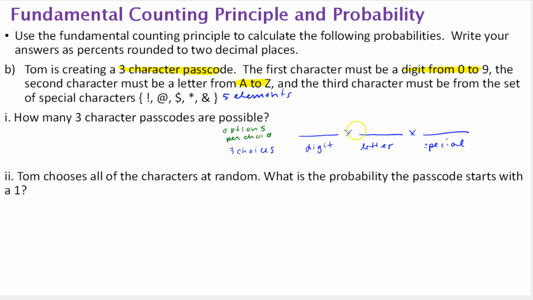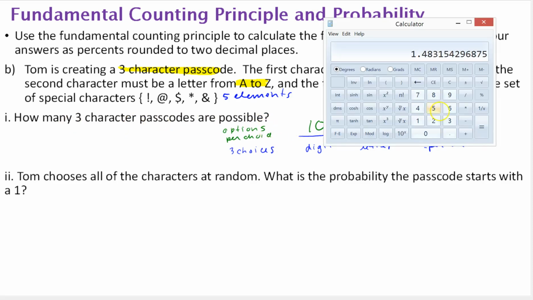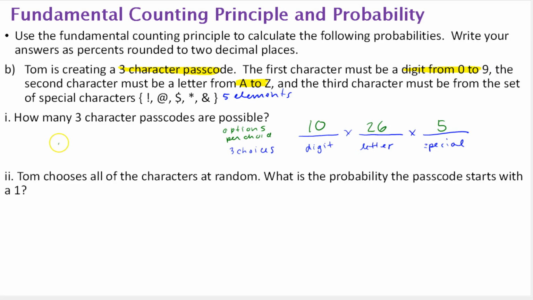Okay, for the digits, we have the digits from 0 to 9. Notice that's 10 digits. Letters from A to Z, there's 26 letters in the alphabet. And there are 5 special characters that we have to choose from. Okay, so the total number of 3-character passcodes, this is 10 times 26 times 5, which is 1,300. So there's 1,300 different ways we can do this.